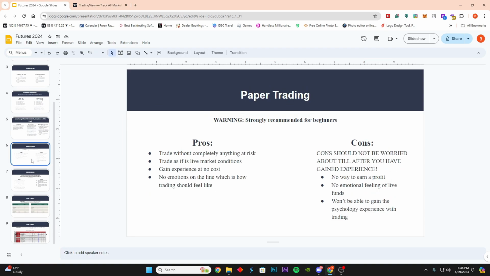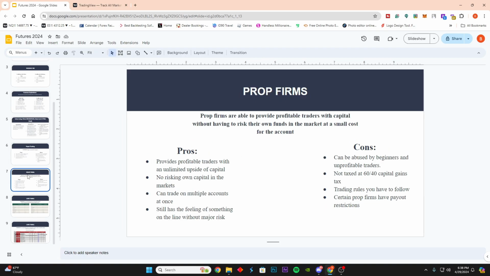I'm going in order of how you should do things. Again, it's not financial advice, but this is how, if I were a beginner, I would definitely do things over again personally. So I would start with paper trading, and then the next thing I would look at is prop firms. Prop firms are able to provide profitable traders with capital without having risk to their own funds in the market, at a small cost for the account.